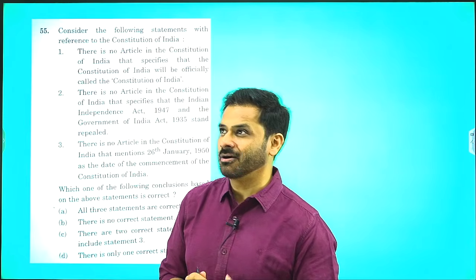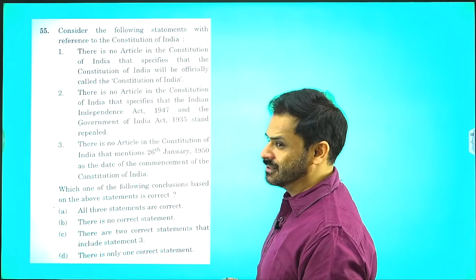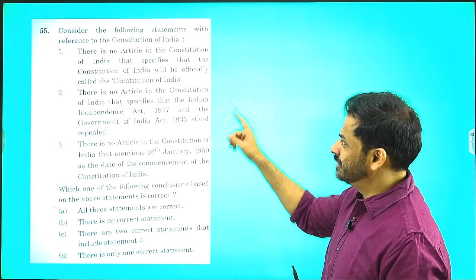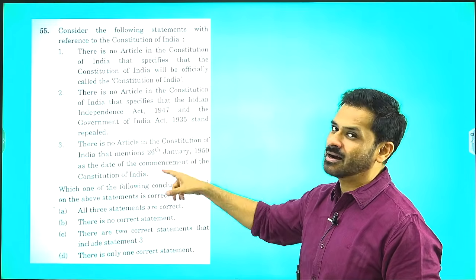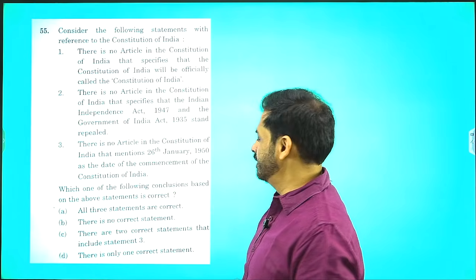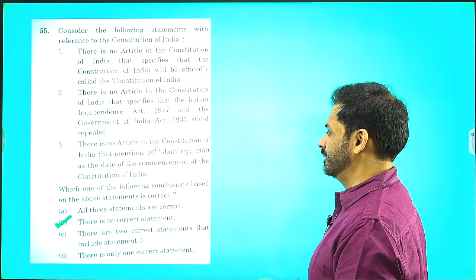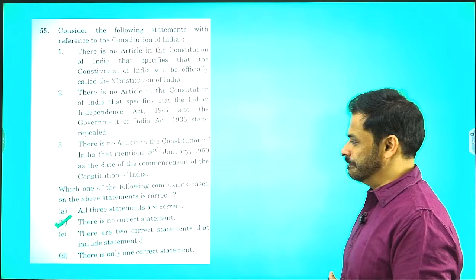So if you have gone through that last section of the constitution, then you would have got this question straight correct, because all these 3 articles are mentioned over there: Article 393, 394 and 395. So here all the statements are wrong. Okay, there is no correct statement.